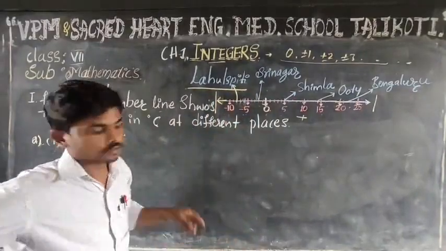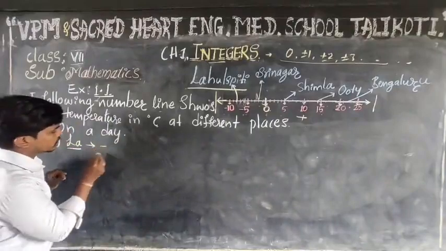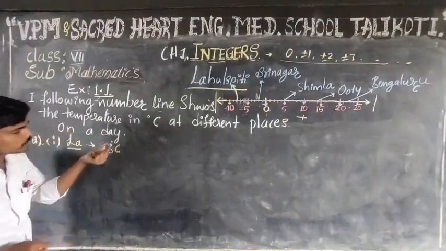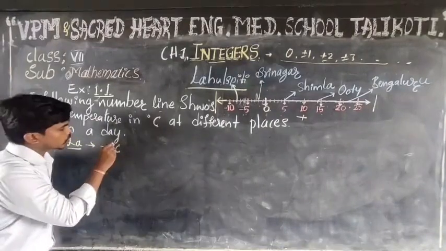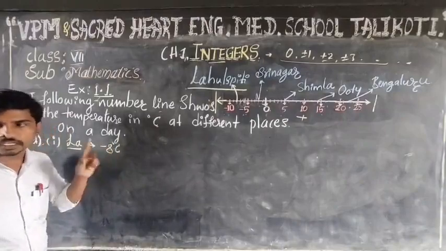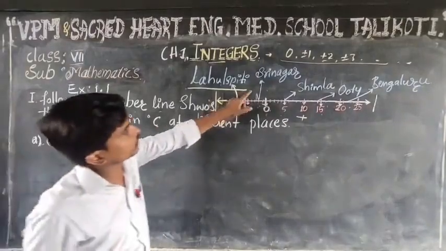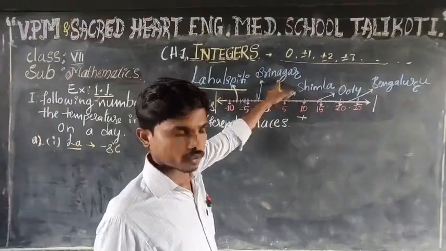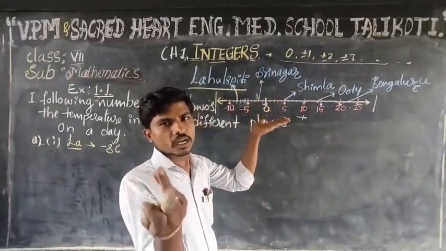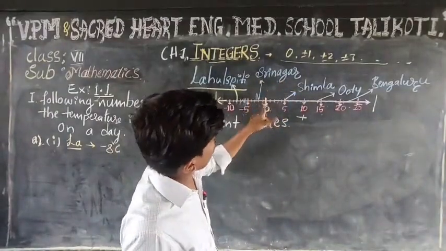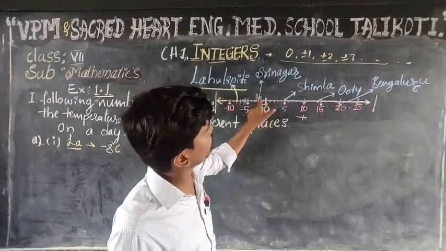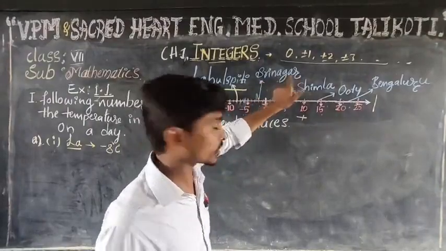Yes, sir. I am writing this temperature, -8 degrees Celsius. You must mention this dot on the number; it shows the degree Celsius symbol. Okay. Now coming to the second city. Which is the second city? Srinagar. Only you observe and decide what is the temperature of this city. Srinagar: -1, -2. -2 degrees Celsius is the temperature of Srinagar. Is it correct? Yes, sir.